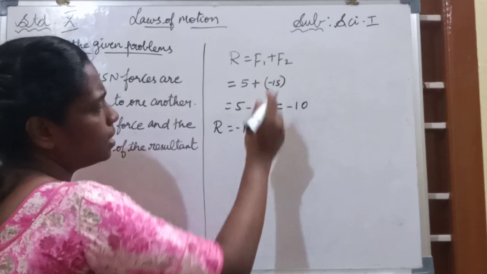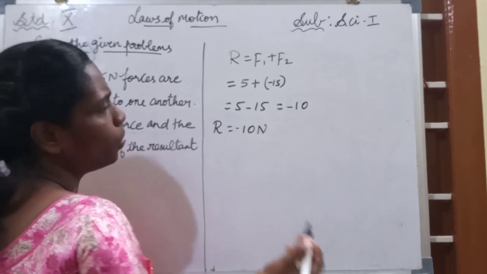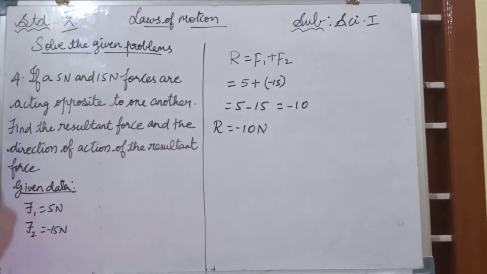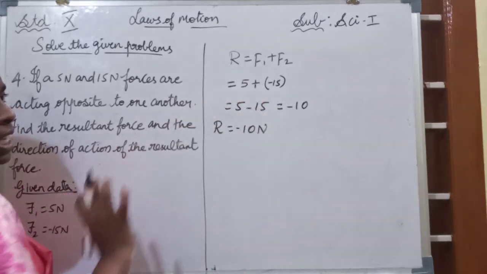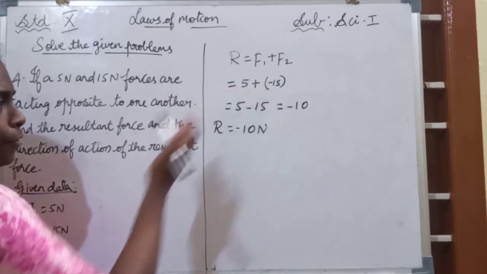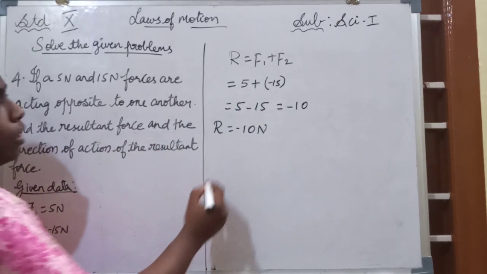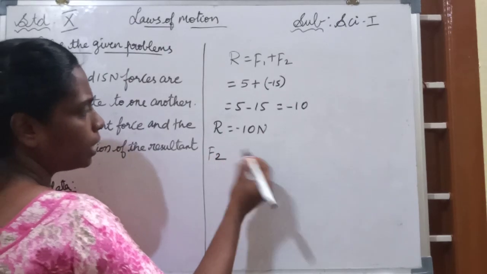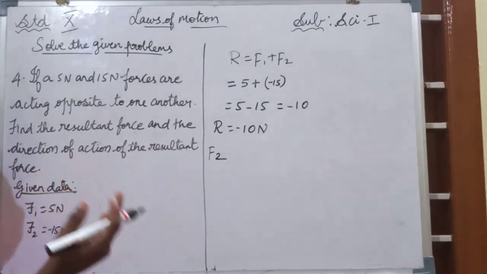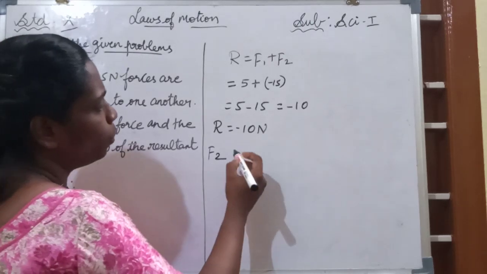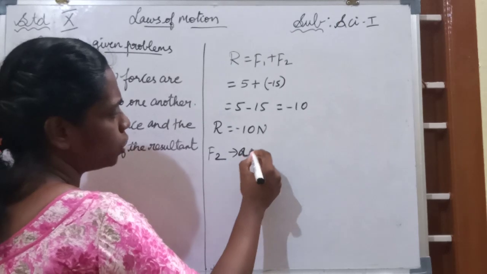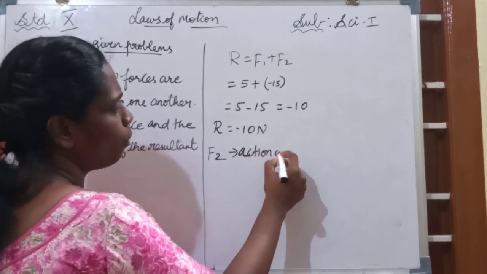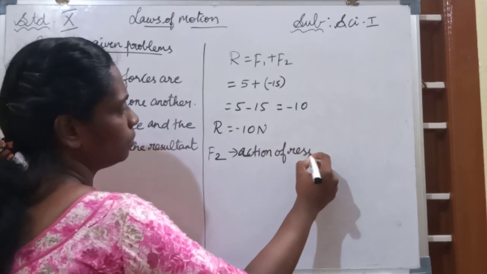And I told you it is resultant force, force in the sense the unit is Newton. Now, which has the huge force over here, 5 or 15? Obviously 15. So on the F2 side only the total resultant force will be. In F2 only the direction of the action of the resultant force will be.